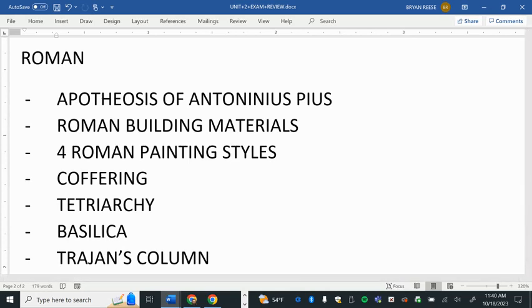Trajan's column. There's a question about Trajan's column. And Trajan's column tells the story of the conquest of the Dacians.